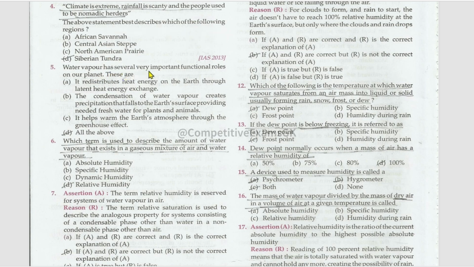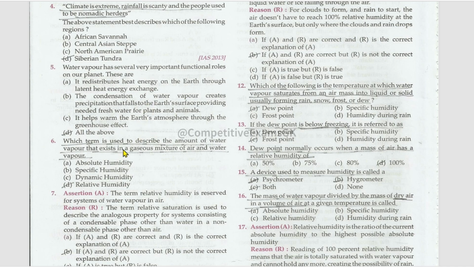Water vapor has several very important functional roles on our planet. These are: it redistributes heat energy on the Earth through latent heat energy exchange, right? The condensation of water vapor creates precipitation that falls to the Earth's surface, providing needed fresh water for plants and animals. True, it helps warm the Earth's atmosphere through the greenhouse effect. This is also right. All the statements are the correct statements.